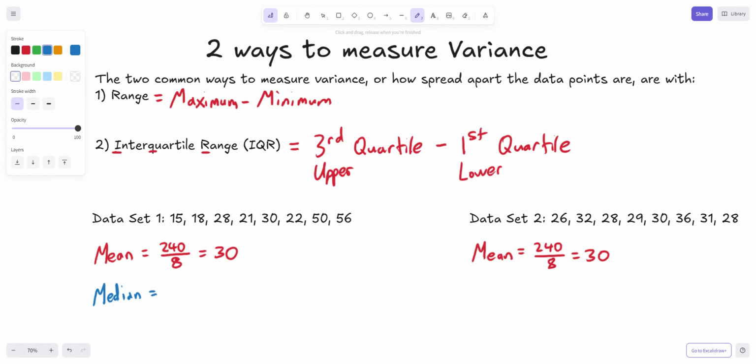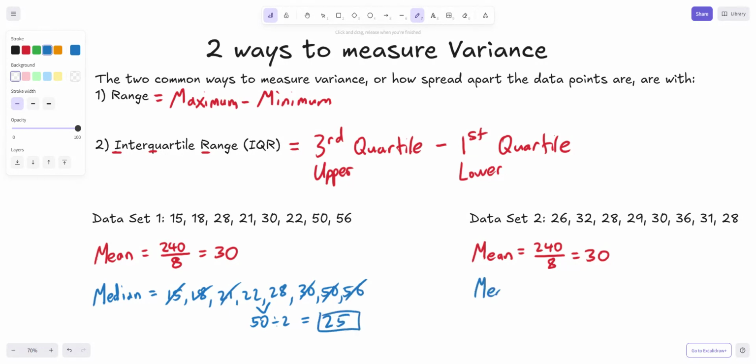Median, let's see, I have to put them in number order, so 15, 18, 21, 22, 28, 30, 50, and 56. Is that 8 numbers? 1, 2, 3, 4, 5, 6, 7, 8. Yep. And then, so 2 middle numbers. So my 2 middle numbers are 22 and 28. If I add them together, that's 50, divided by 2. So the median is 25.